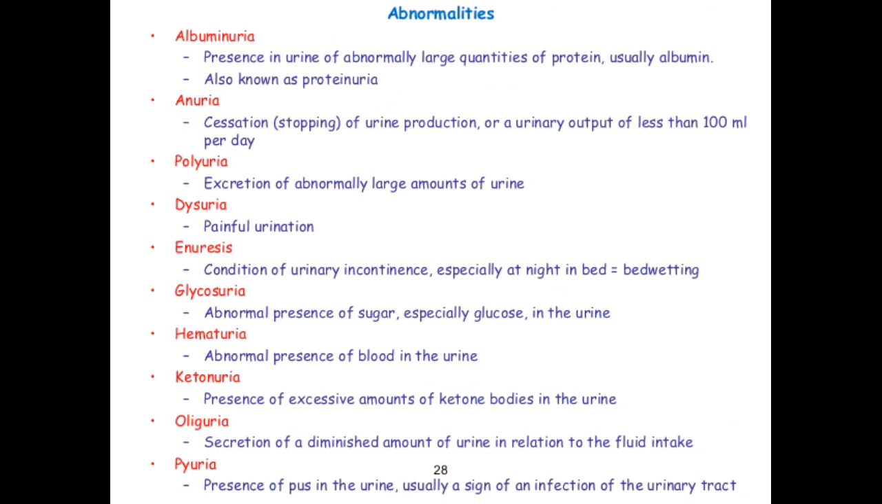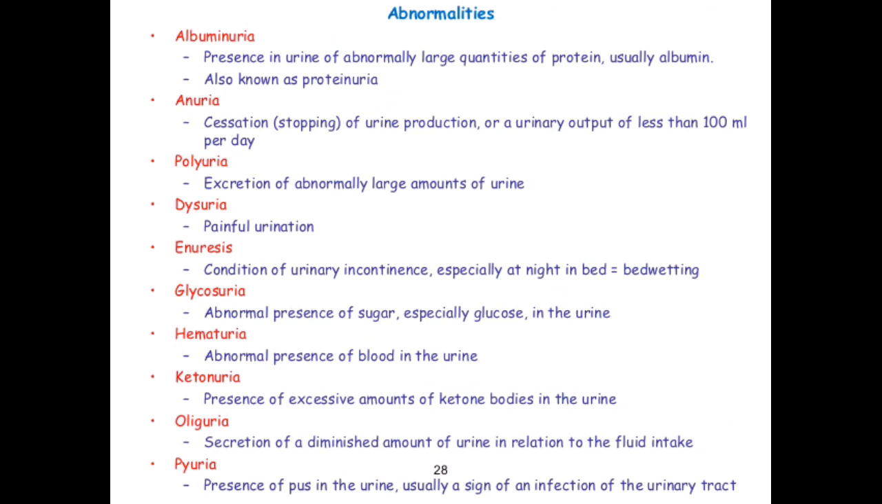Polyuria, excretion of an abnormally large amount of urine. Dysuria, painful urination. Enuresis, a condition of urinary incontinence, especially at night, that is bedwetting. Glycosuria, abnormal presence of sugar, especially glucose, in the urine. Hematuria, abnormal presence of blood in the urine.